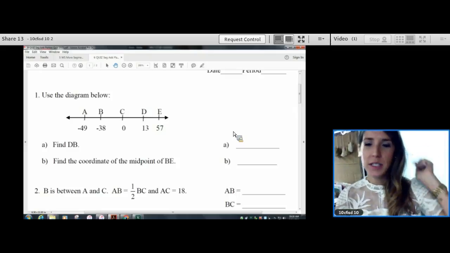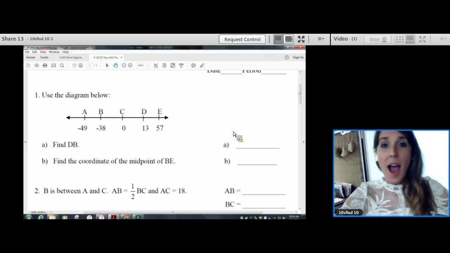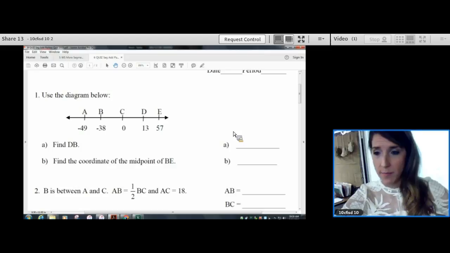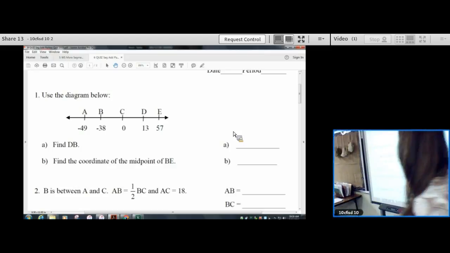Alright, our partner quiz over segment addition and midpoint. I'm going to work every problem from this quiz, and you just fast forward to a certain problem if you only need to see one of them. All right, we are starting with 1A.